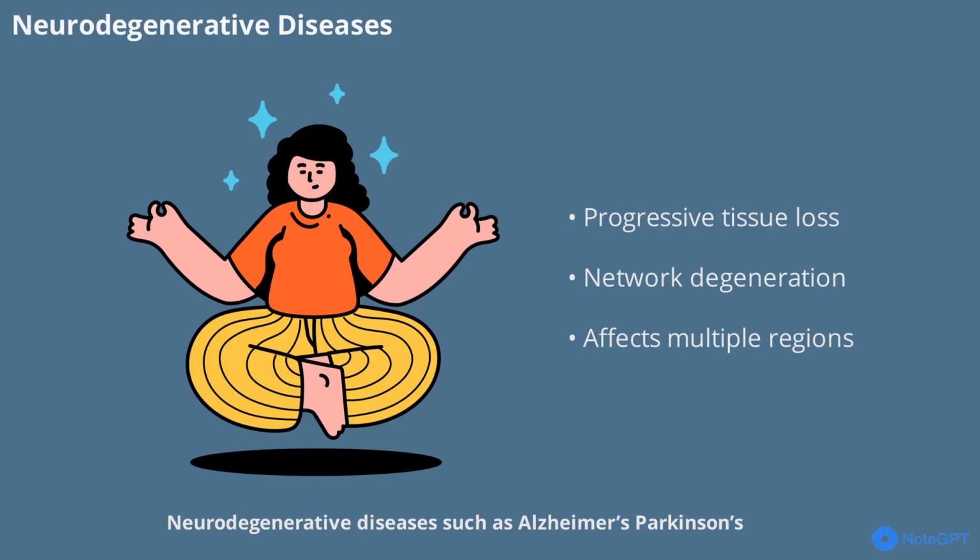Neurodegenerative diseases such as Alzheimer's, Parkinson's, and frontotemporal dementia cause progressive tissue loss or dysfunction in the brain. Unlike focal lesions, the damage here reflects network degeneration, affecting multiple interconnected regions. These diseases gradually erode cognitive abilities and independence, underscoring the importance of healthy neural networks for everyday functioning.